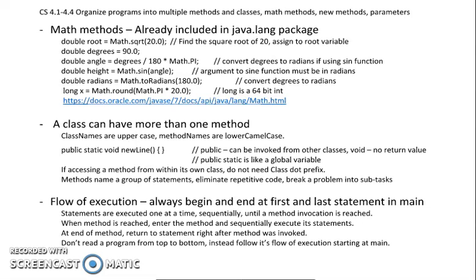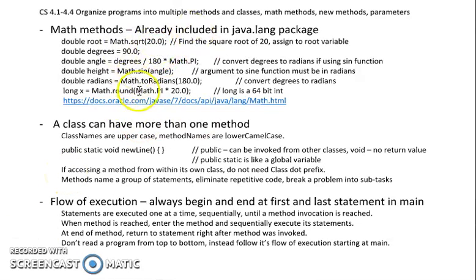So you can have more than one method within a class. The examples we looked at previously just had one main, and it did a bunch of statements and then it completed. But a class can have more than one method. In fact, normally they do, because that makes the code more readable and more organized.